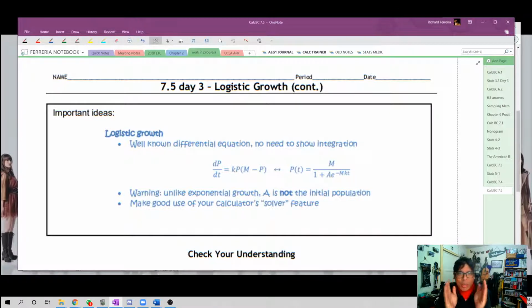Like with our differential equations for exponential growth, the logistic growth is a well-known differential equation, so there's no need to show integration. This differential equation leads necessarily to this general solution. Unlike exponential growth, A is not going to be our initial population. And in order to get all of these values correctly, I highly recommend you use the solver function on your calculator. This is why you have it. So, with all of that said, let's check our understanding.